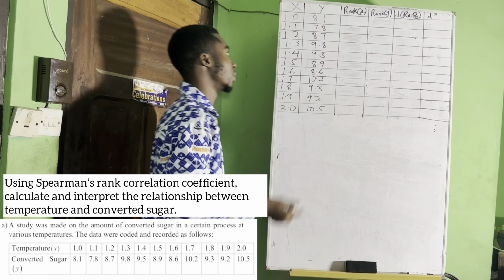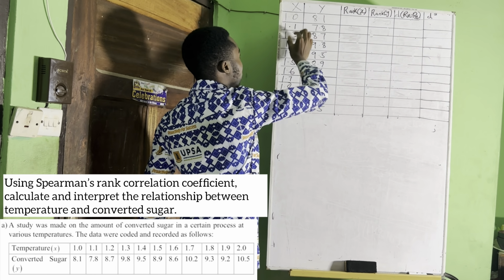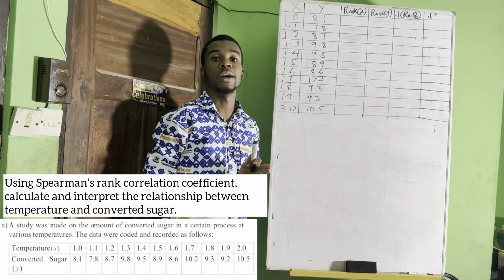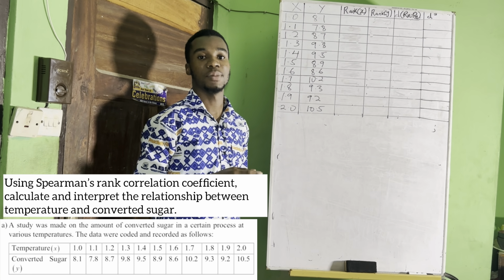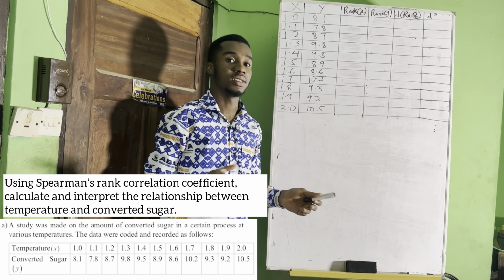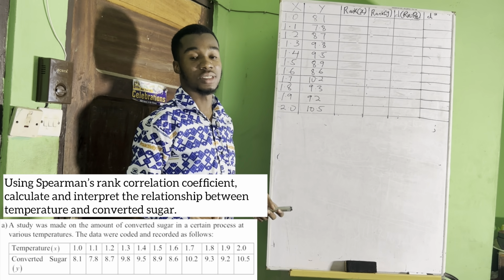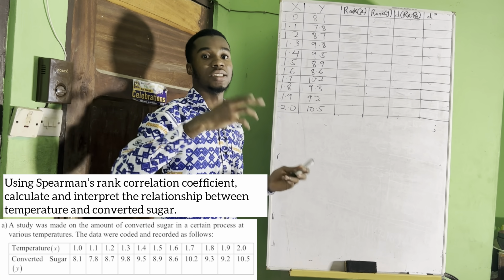Now, what is rank of x? So now you are going to rank the values of x. You can either do it in ascending order or descending order. I prefer to do it in ascending order because it's much easier. If you also feel like descending order too is easier for you, you can also do it. So if I'm arranging in ascending order, I'm going to start with the smallest to the biggest. So the smallest is going to be 1, get it? Then the biggest is going to be this one.